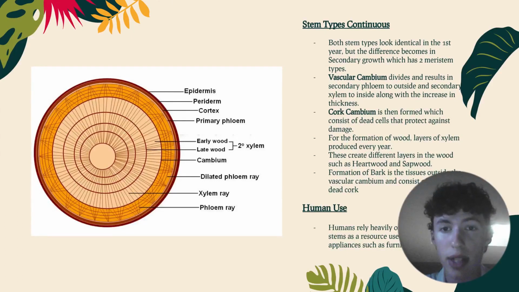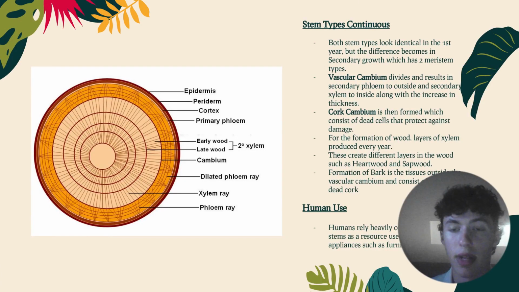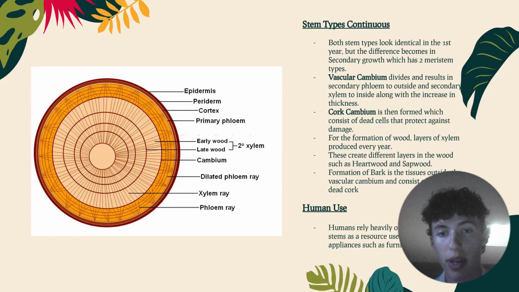The vascular cambium, these are specific parts, divides and results in the secondary phloem and xylem, along with the increase in thickness. The cork cambium is then formed, consisting of dead cells that protect against damage. For the formation of wood, layers of xylem are produced every year, and these create different layers in the wood, such as heartwood and sapwood.